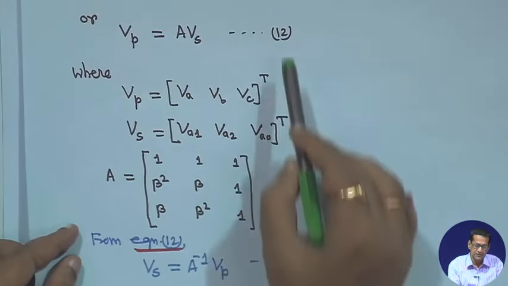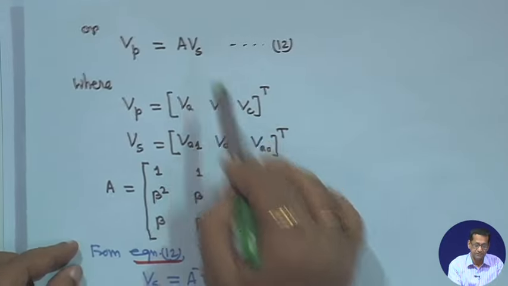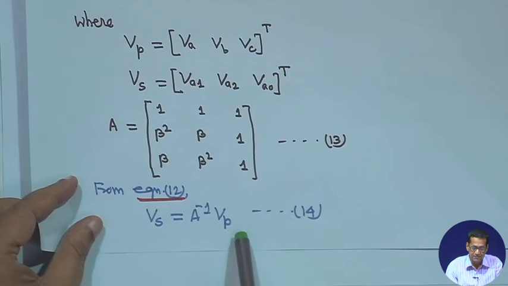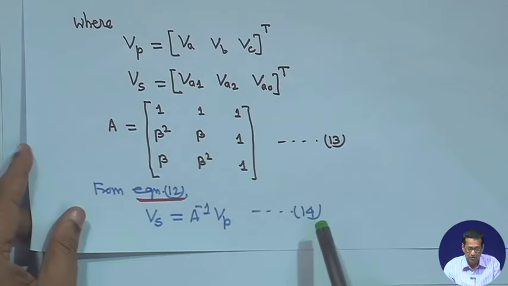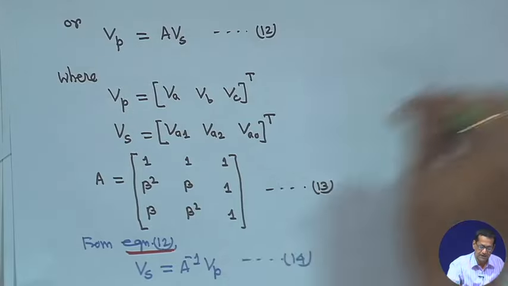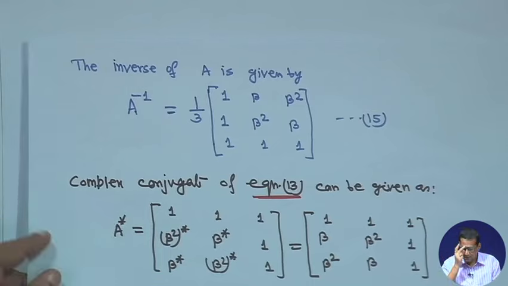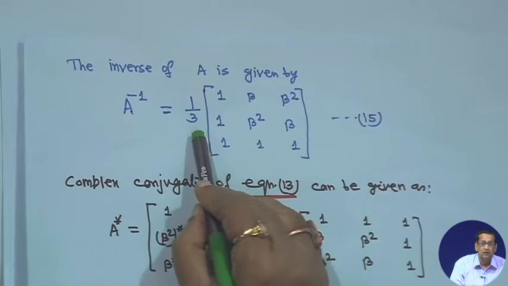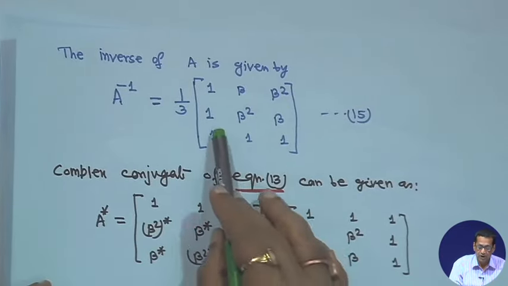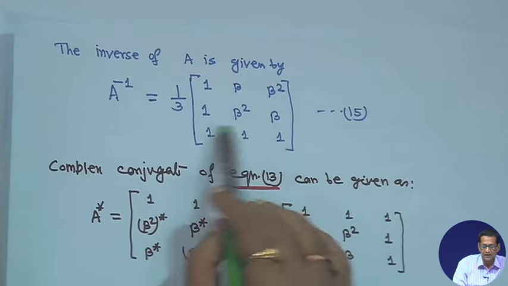So this equation 12 can be written as Vs is equal to A inverse Vp. This is equation 14. If you take the inverse of this matrix, A inverse will become 1/3 times 1, beta, beta square; 1, beta square, beta; 1, 1, 1. But you need not take that inverse directly.